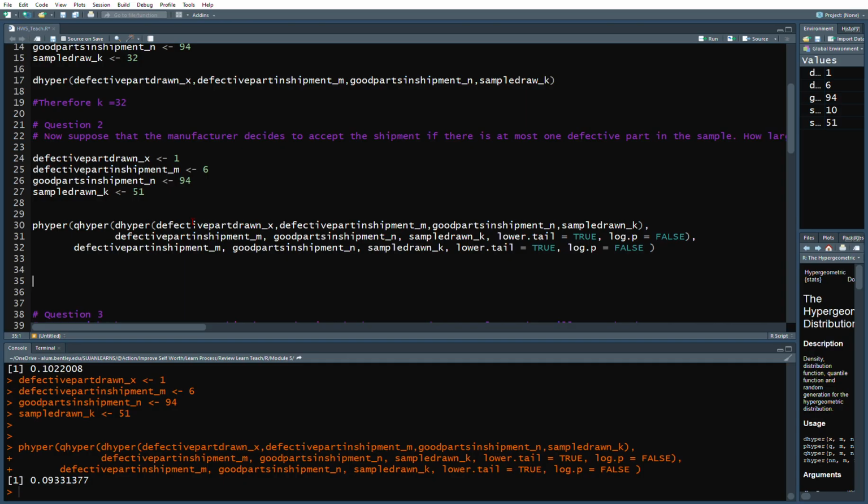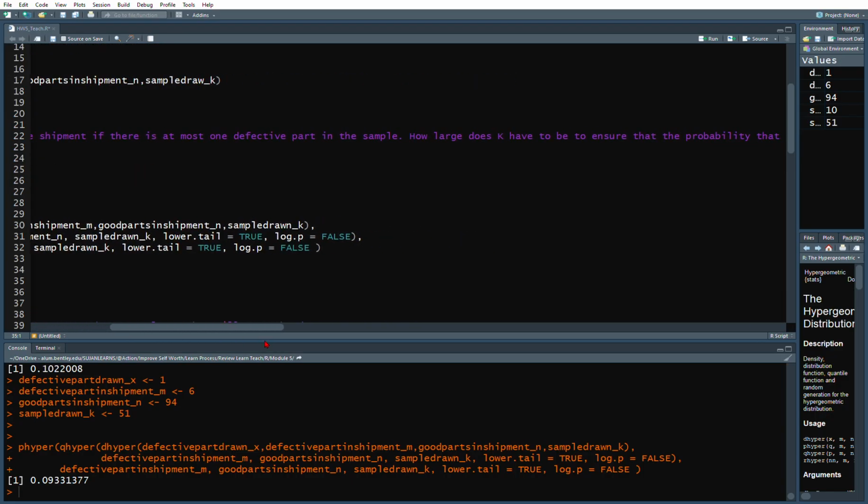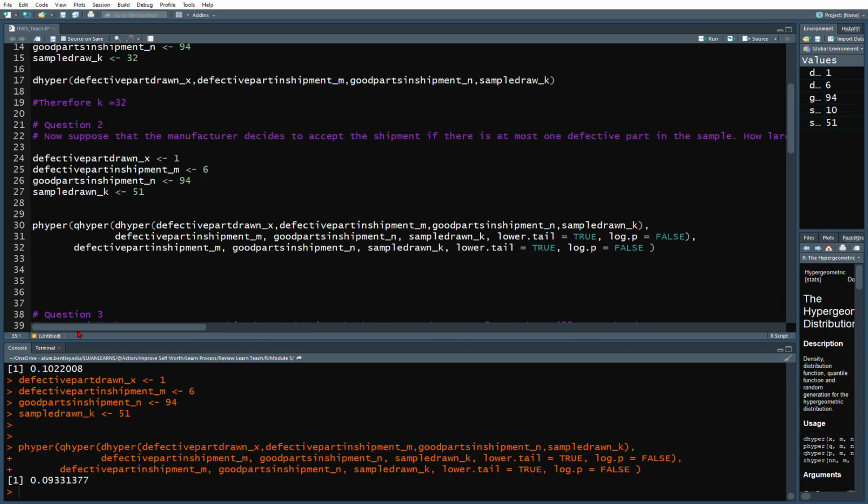Therefore, the answer is 51 to get at most 10% probability of accepting a defective shipment. That's why we'll put 51 here. K is equal to 51.